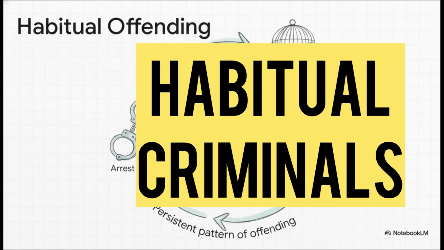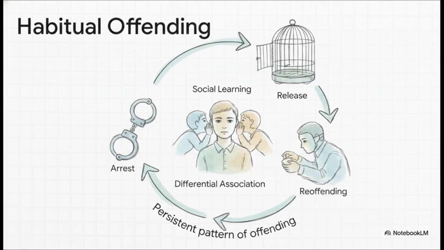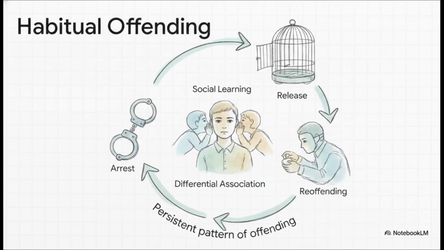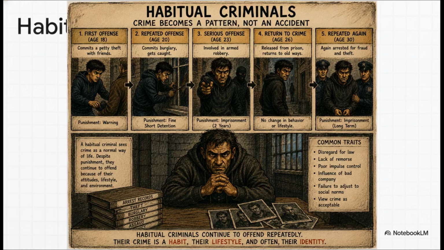Enter the habitual criminal. This is someone trapped in a relentless cycle of recidivism. Arrest, release, reoffending. Why does this happen? Well, leading scholars point right to our environment. Differential association theory and social learning theory argue that criminal behavior isn't innate at all, it's learned. Habitual criminals are often trapped because they continually associate with others who normalize lawbreaking. Social learning actually becomes the very trap that solidifies a habitual criminal career.